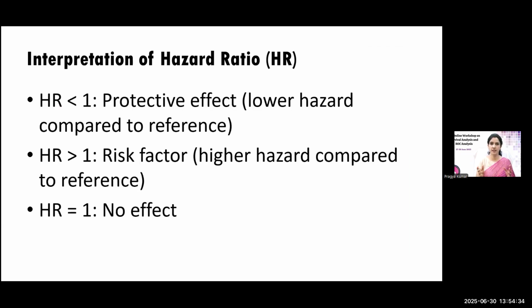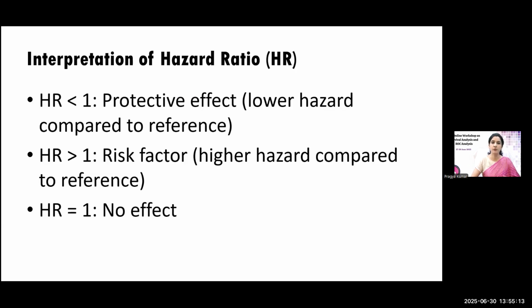The interpretation of the hazard ratio is again similar to the odds ratio. If the hazard ratio is less than 1, we say that the particular hazard of that factor is protective. That means it is less in the people who are exposed as compared to the non-exposed, if we take non-exposed as a reference. If it is more than 1, we call it a risk factor. That means higher hazard in the people who are exposed as compared to the reference. And if it is 1, then we call it no effect. So even the interpretation is exactly similar to the odds ratio.